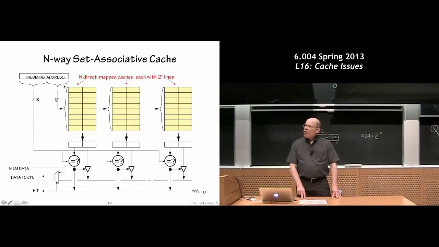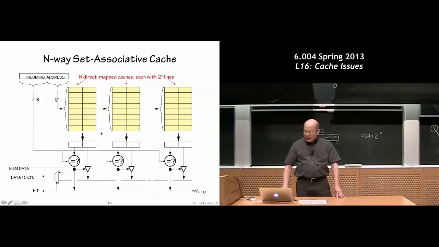In a system like this, would you ever expect to find a memory location cached in more than one of the subcaches, of the direct map subcaches? In other words, could a particular memory location appear more than once? Well, there's two ways to answer that. One is it would be sort of silly. It would be a waste of resources if it appeared more than once.